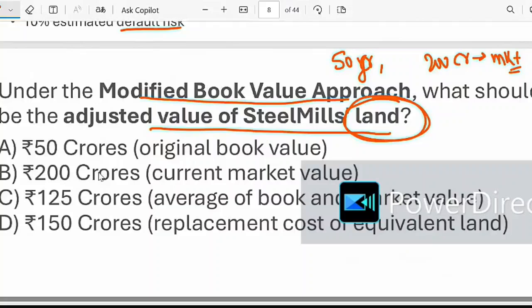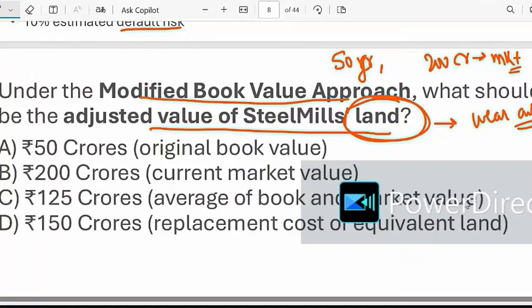So let's break it down. First of all, the characteristic of land is that it does not wear out. There is no depreciation in the land. You don't need to replace land like you do with a machine, right? You replace machine, but you don't replace the land. It just sits there and appreciates in value over the time. The value of land appreciates over the time.